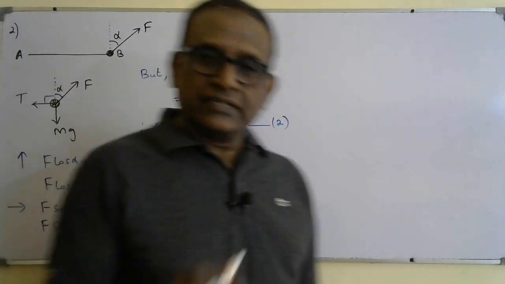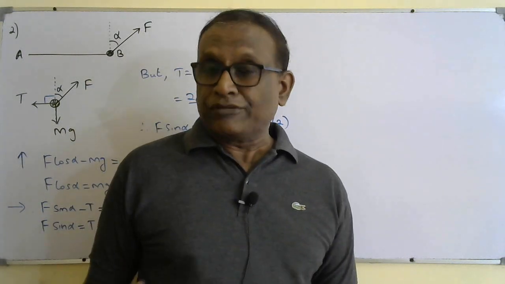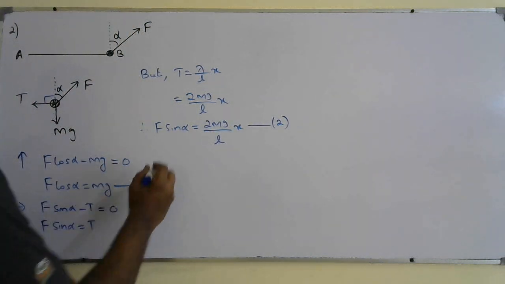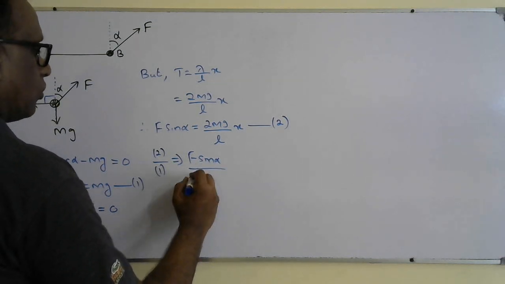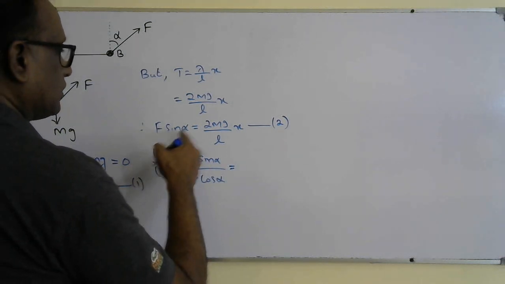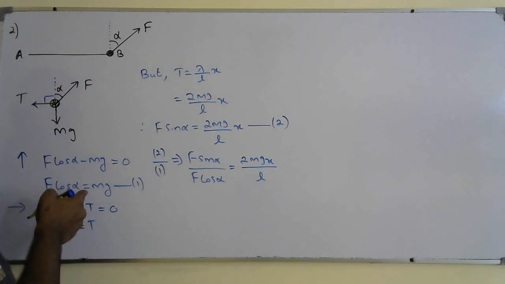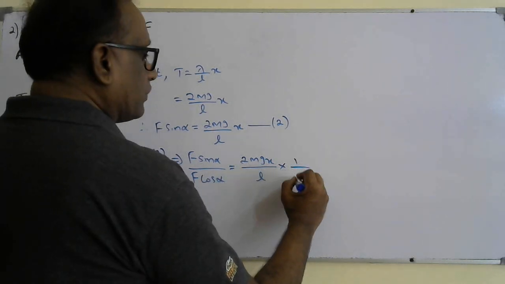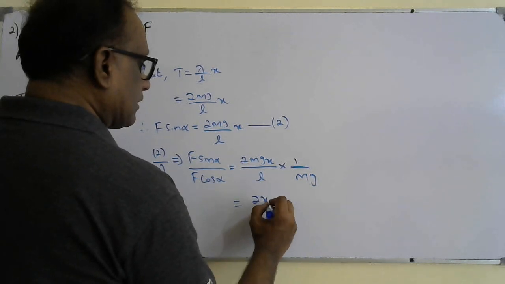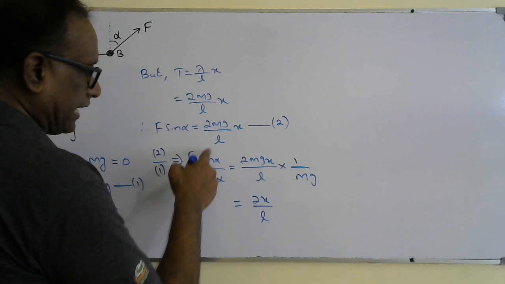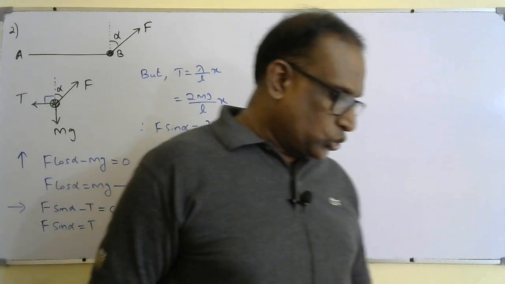Okay, so tan alpha is given; we'll find tan alpha by using these two equations, under the condition that the particle is at equilibrium. By using that only we got these two equations. So divide the second equation by the first equation. F sin alpha over F cos alpha is equal to 2mg x over L divided by mg. The mg will get cancelled, and you will get 2x over L. F will get cancelled, sin over cos is tan alpha. So we are getting tan alpha equal to 2x over L.